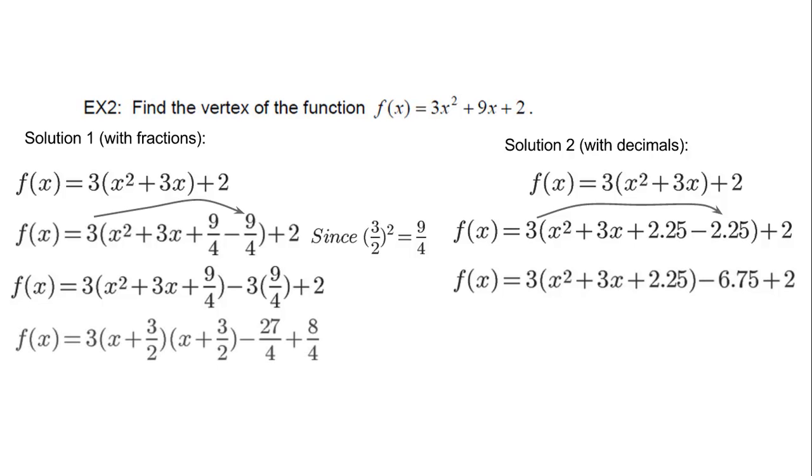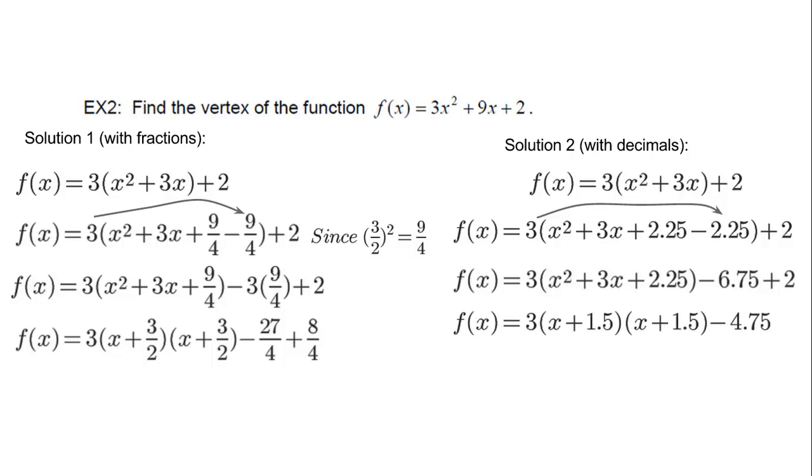Okay. The third one factors to x plus 3 over 2. So it's the square root of 9 over 4 is 3 over 2. And then 9 over 4 times 3 is 27 over 4. And I changed the 2 to an 8 over 4, just to add the fractions, we just use an improper fraction.